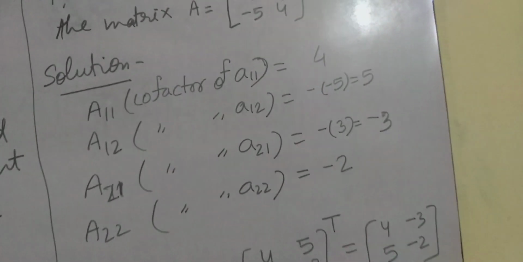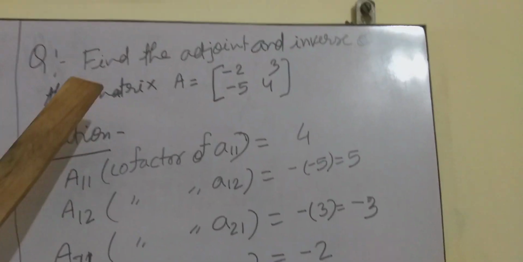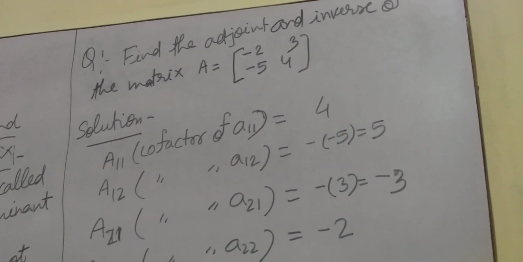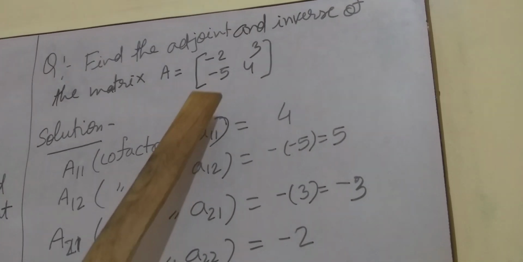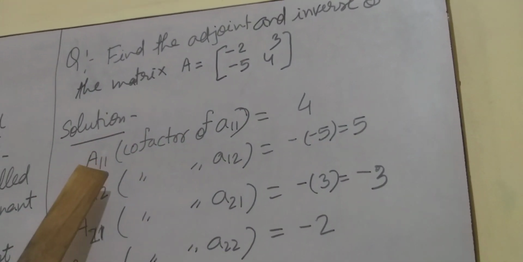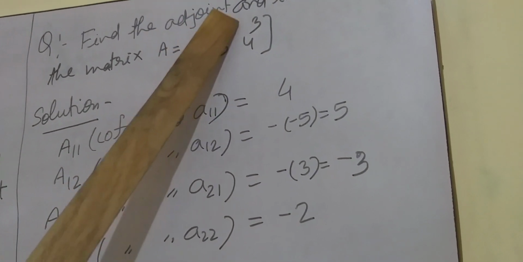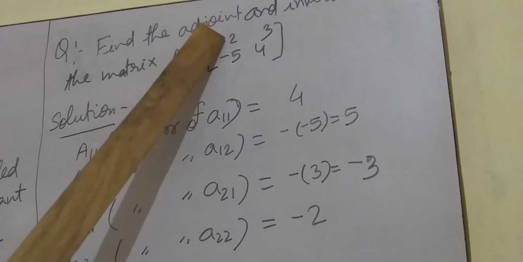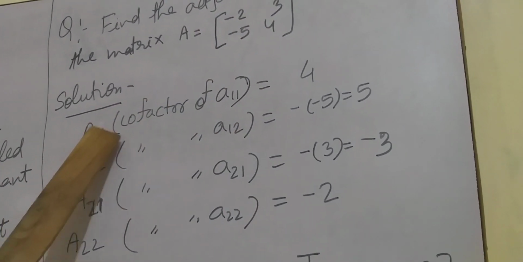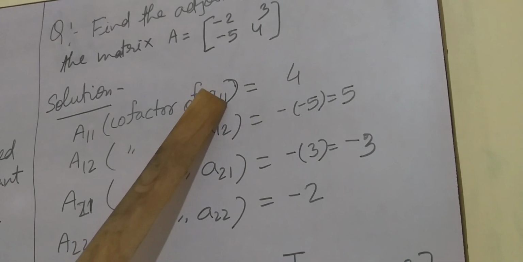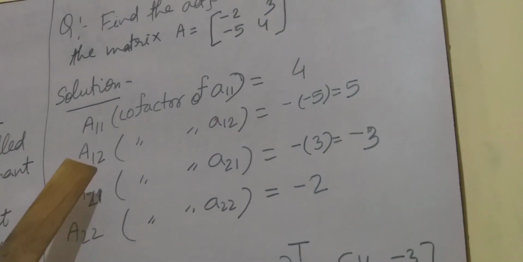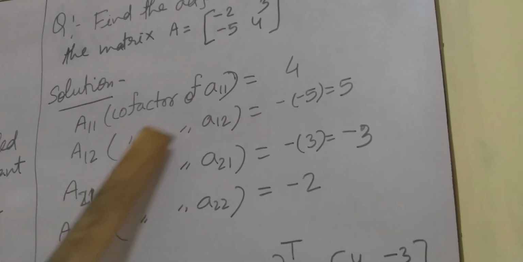Now students, one more question we are going to take. Find the adjoint and inverse of the matrix. Okay, it is of order 2 by 2 students. So let us find out its cofactor. Its column and row deleted. This is the left part. So A11, cofactor of A11, add both of them, even. So it is 4. A12, add both of them, odd. So we have to put minus sign.